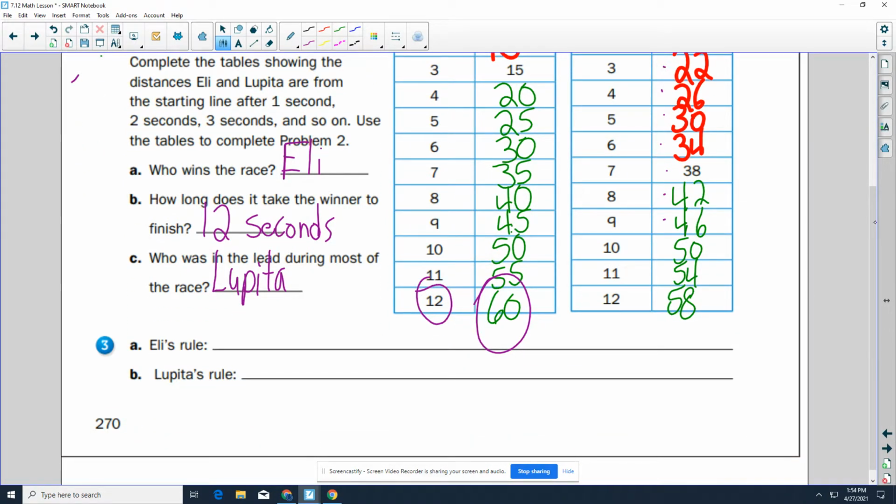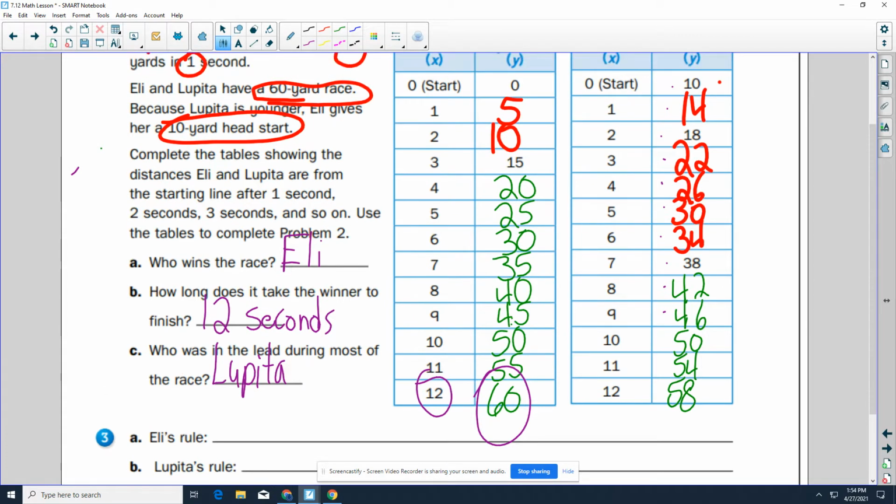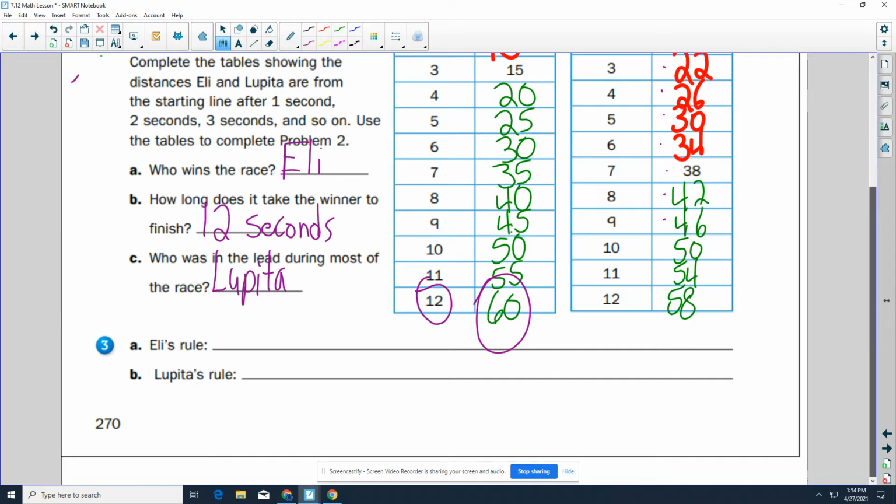Now, Eli's rules. What do we do for Eli? If we go back and look, we start at 0, 0, so that's not really a good rule. But we know he could go 1 second equals 5 yards, and so we were able to multiply by 5. So Eli's rule is seconds times 5.